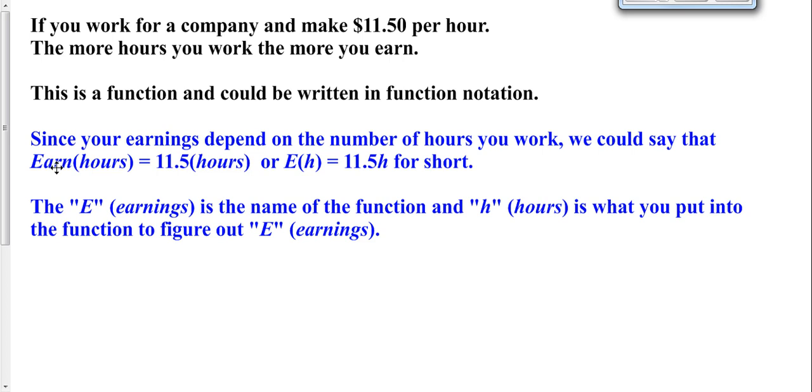We would say E is the name of your function, while H is what you put into your function to be able to figure out your earnings. That's what function notation is about. Whatever's on the inside tells you what you're putting into your function. Whatever's on the outside is what you get out once you put that in.